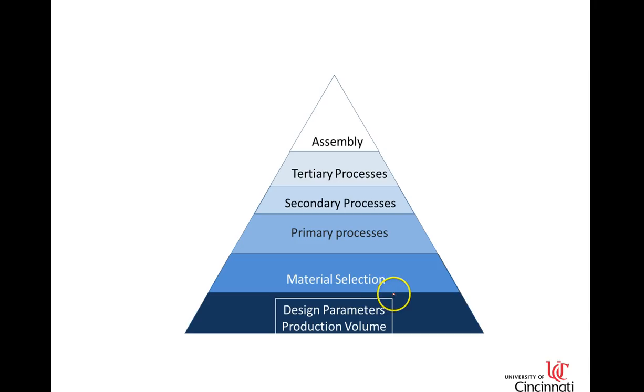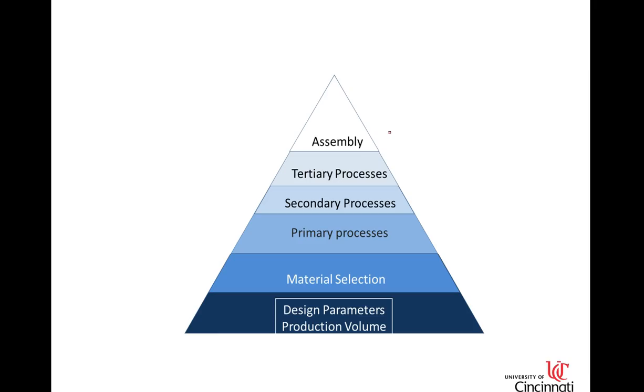Once you've decided the material selection as well as your design parameters, the type of raw stock that you're going to be able to use for your primary processes starts to go down. You start to get restricted. Once you've decided what that primary process is, any secondary and tertiary processes become even more restricted until finally you've got a very limited number of options in how you assemble the product.